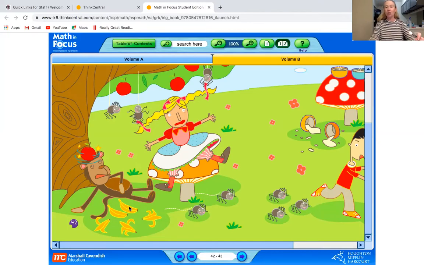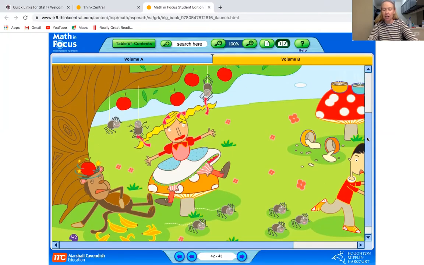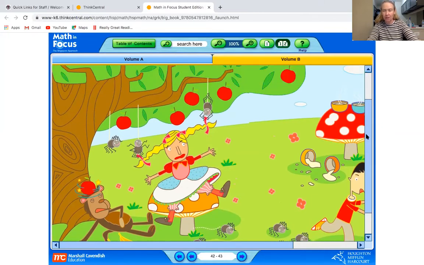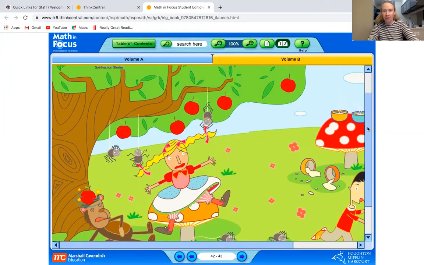So the next thing I want to look at is the apples and how many apples there are all together. So let's count. I want to make sure. Scooch up. There we go. I knew there was another apple. So let's count all the apples, including the one that fell on Monkey's head. 1, 2, 3, 4, 5, 6. So there are 6 apples.